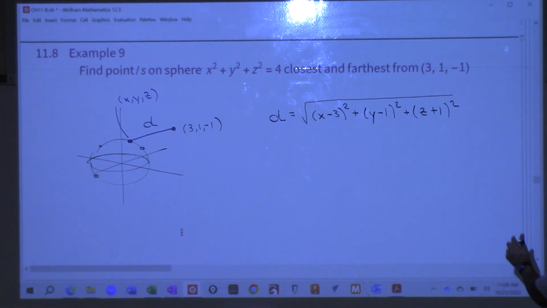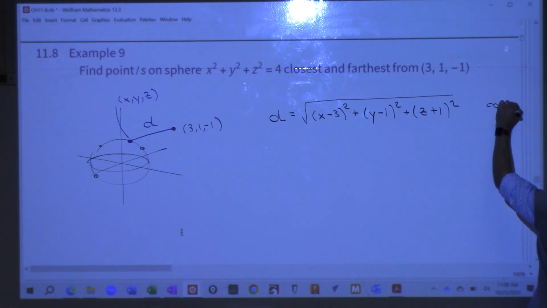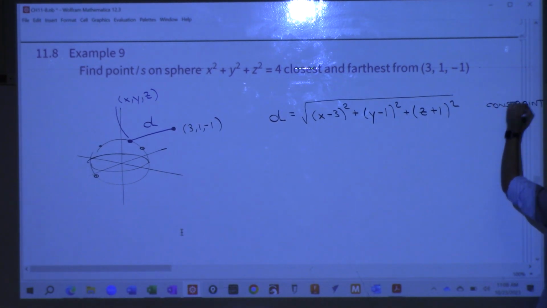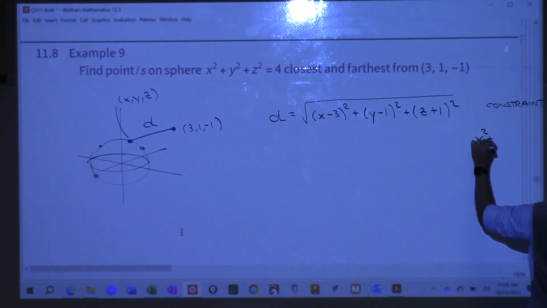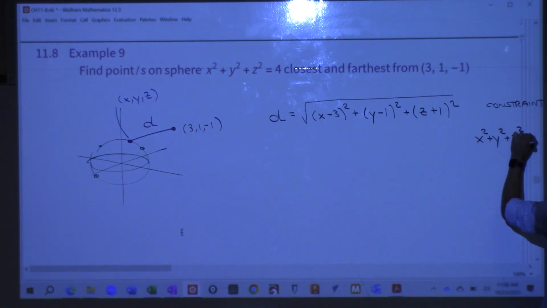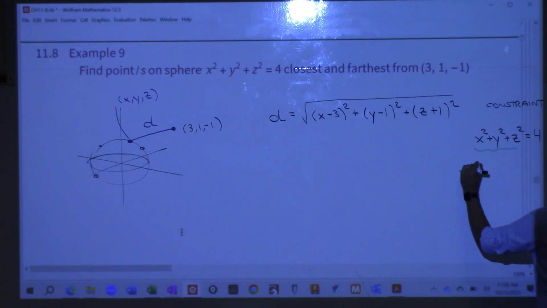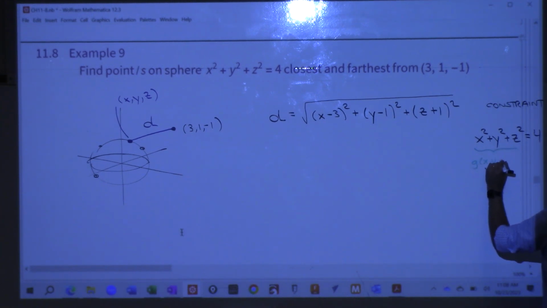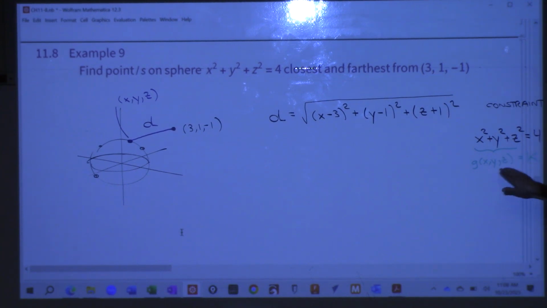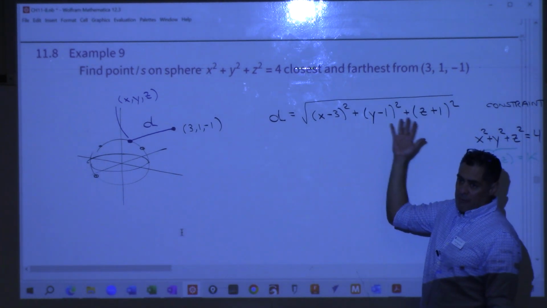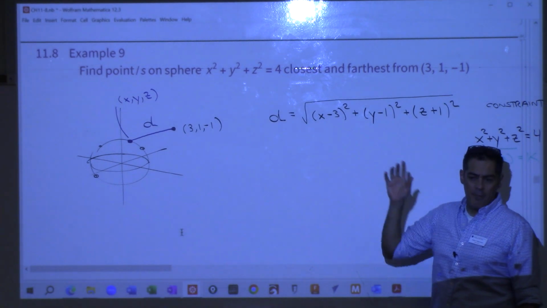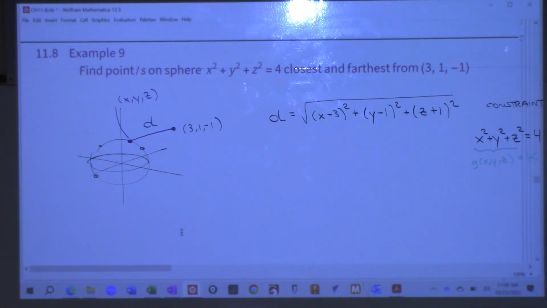So the constraint equation is that x squared plus y squared plus z squared must equal 4. And so this right here is that g of x, y, z equals k when we were talking about Lagrange. This is the constraint equation. And then this is our f of x, y, z. But I'm going to suggest we do something.